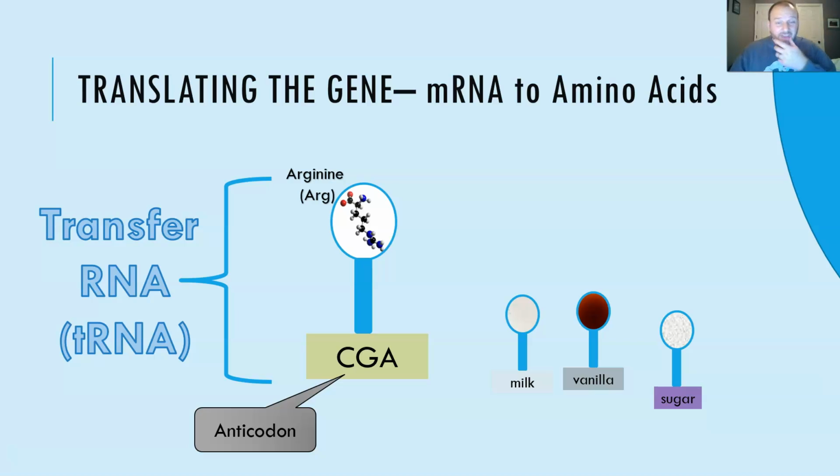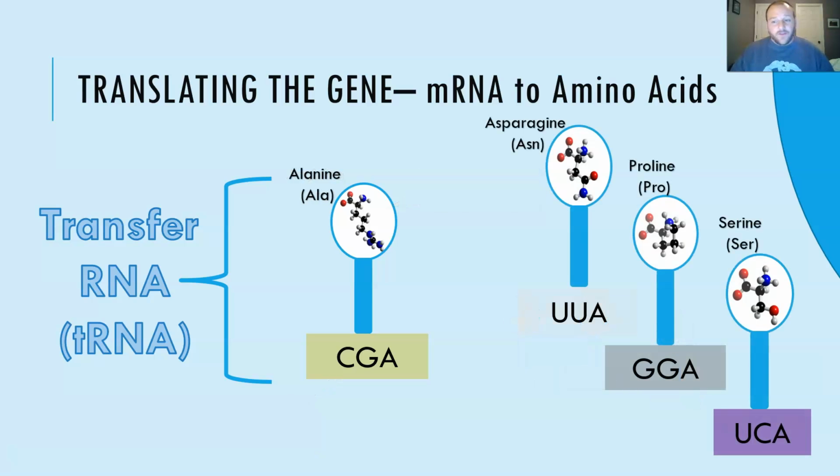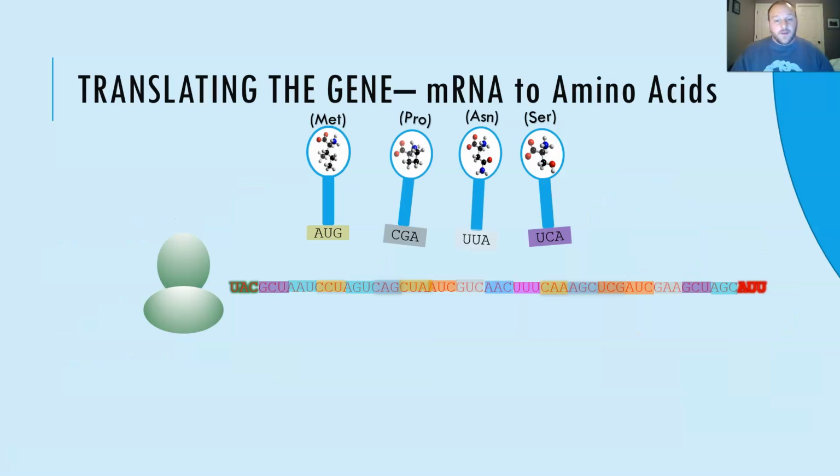On the other side, they have the actual ingredient, the amino acid that's going to get chained together to make the protein. So anticodon on one side, amino acid on the other, and this is true for all of them. So there's lots and lots of tablespoons, or lots and lots of transfer RNA molecules, each with a different anticodon and a different amino acid. So how does it work? Well, here we are, ready to go.